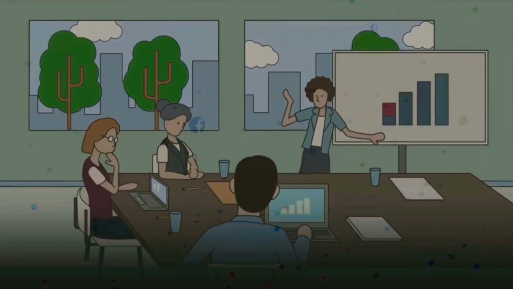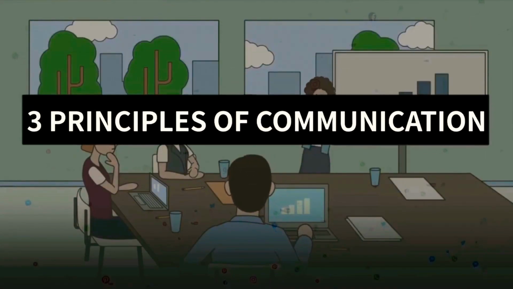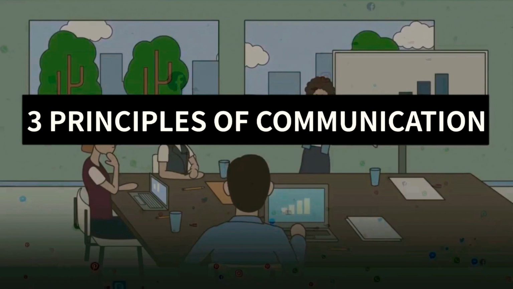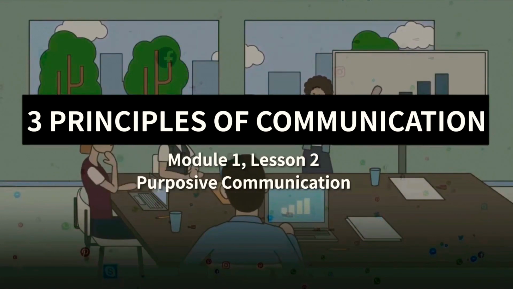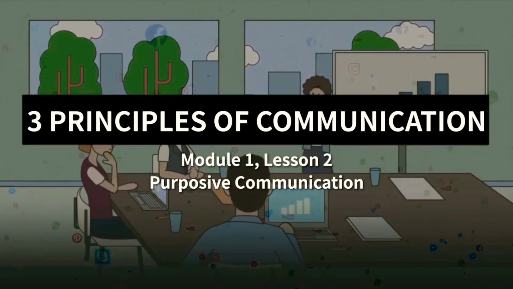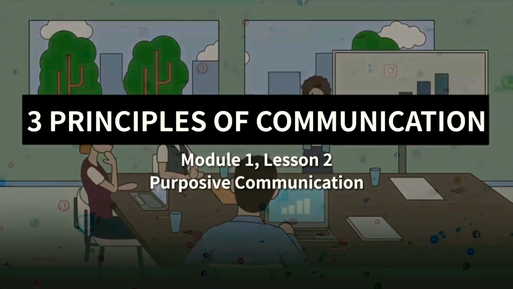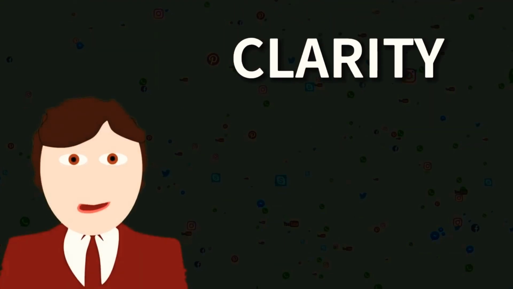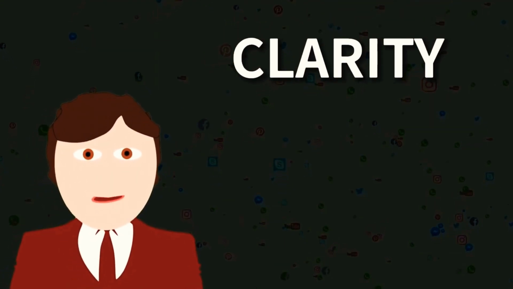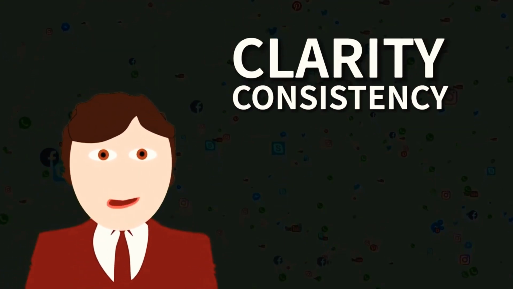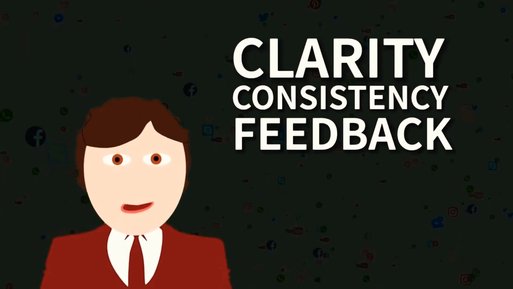In today's video, I will be talking about 3 of the 7 communication principles for a learning activity from Module 1, Lesson 2 under our Purposive Communication subject. The 3 principles I've picked are the following. Number 1, Principle of Clarity. Number 2, Principle of Consistency. And lastly is the Principle of Feedback.